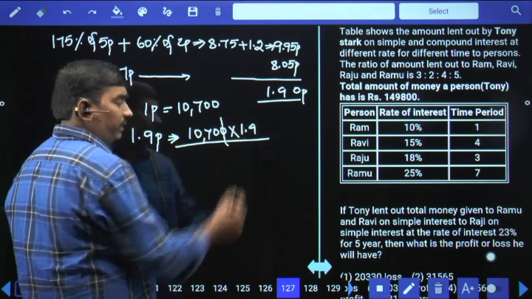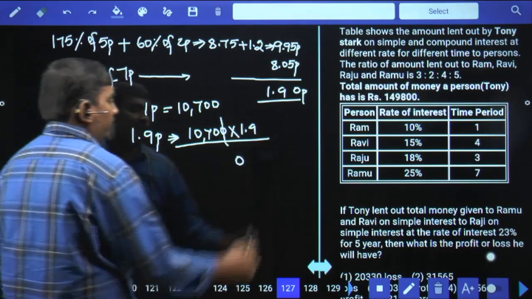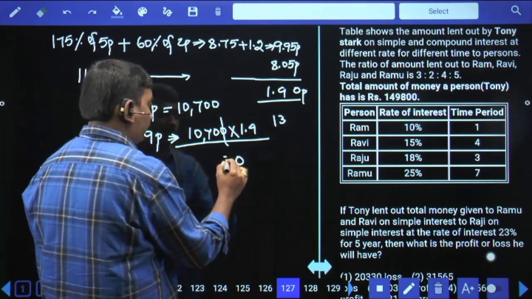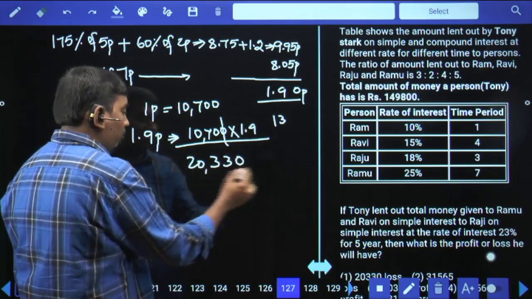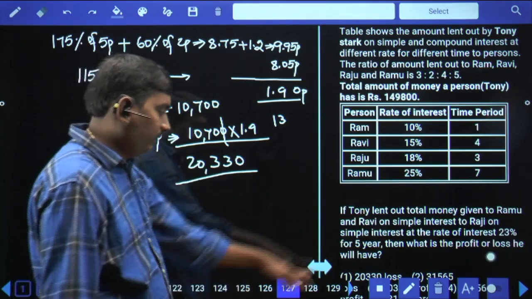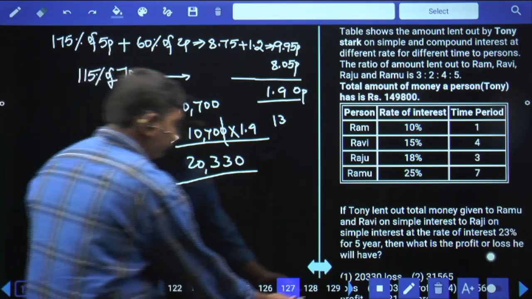So the decimal 0 will get cancelled. 1900: 19 sevens are 133, carry 13, write down 3. 0 means write down 3. 19 plus 1, 20,330 rupees loss. First option. 20,330 rupees loss.